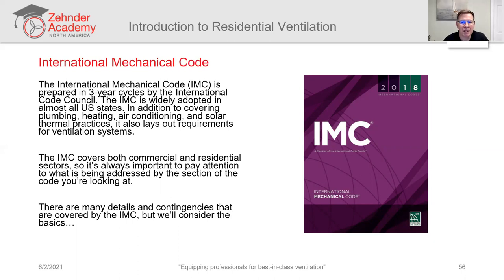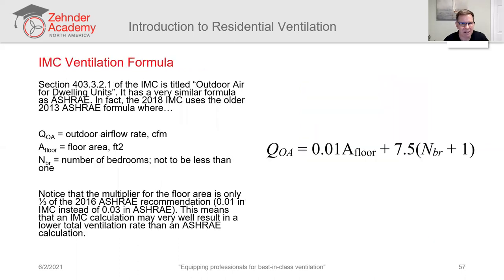But anyway, it gets updated and it has a lot of details in it. Again, we're going to look at the basics. The basic flow rate for figuring out the overall ventilation rate, the formula is very much the same as we just saw for ASHRAE. Notice that in the 2018 International Mechanical Code, they're still using the older ASHRAE formula.